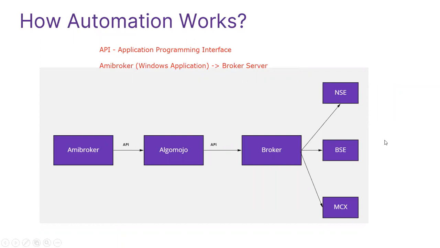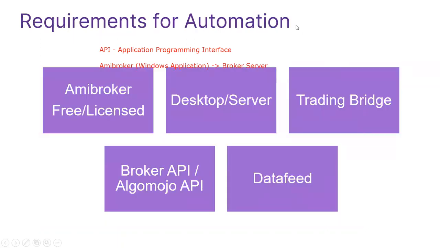All right, so let's do one thing. We're gonna look into the requirements. What are the requirements for an automation? Particularly, if you're going to use Amibroker, you can use the Amibroker free version also, you can use it for automated trading. Licensed version also, you can use it for automated trading.